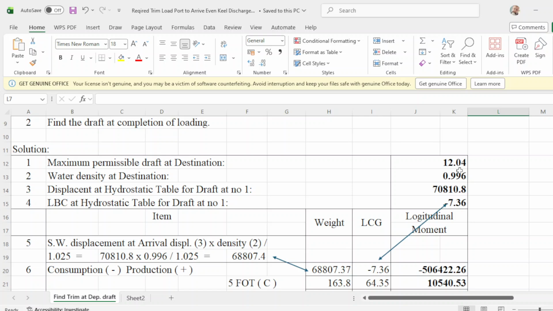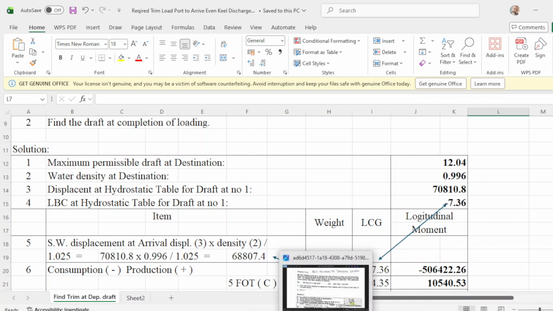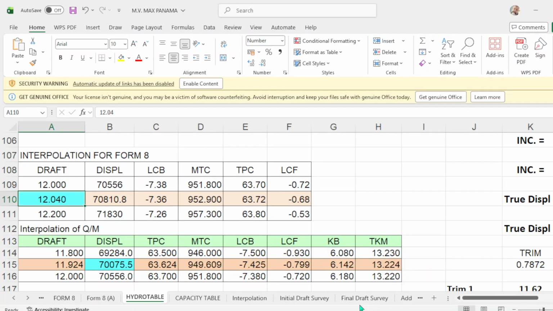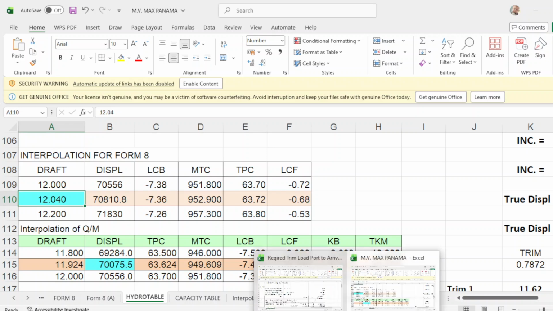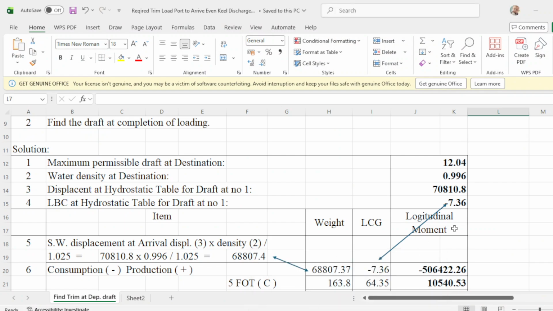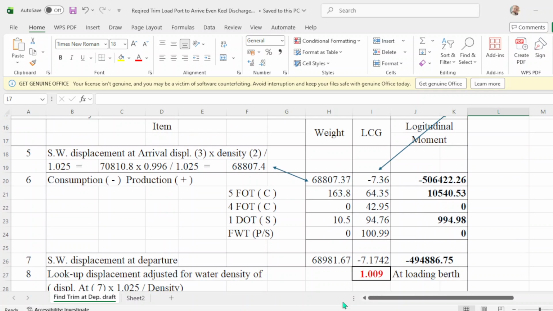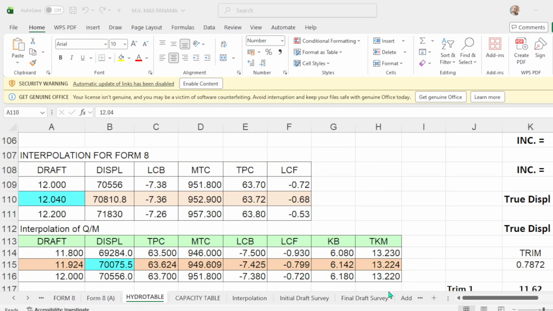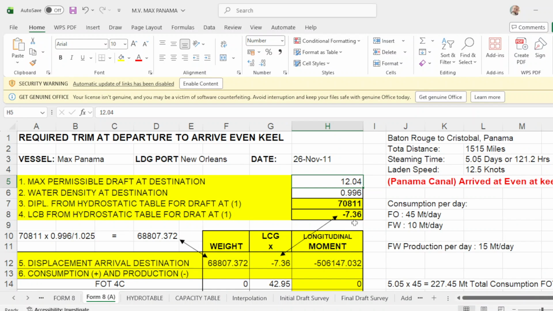And what is the LCB of 12.04? So for LCB, go to the hydrostatic table. At 12.04, the LCB is negative 7.36. Negative 7.36. Okay, so now we have here 70811 and negative 7.36, and we go now to number 5.